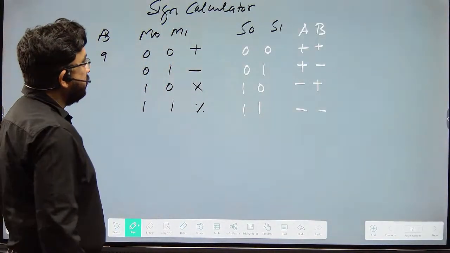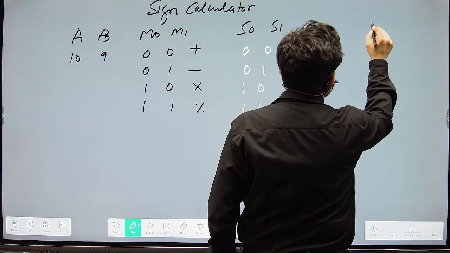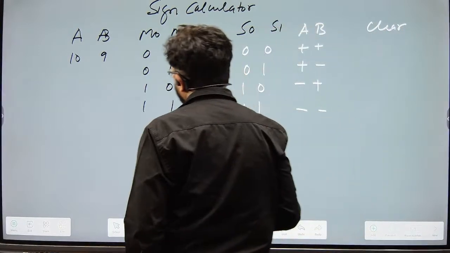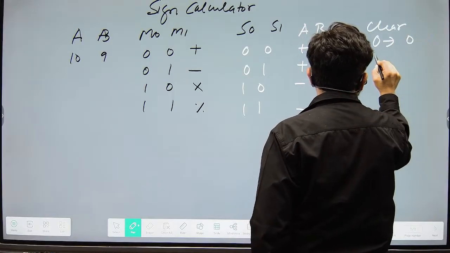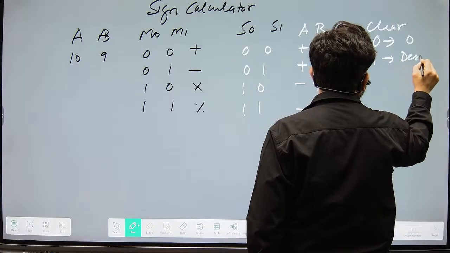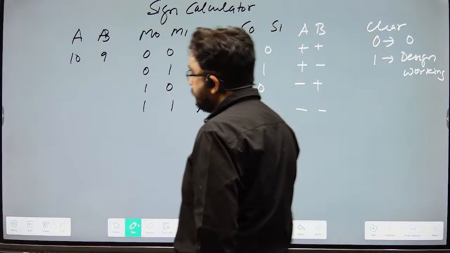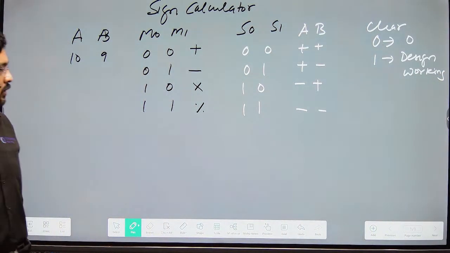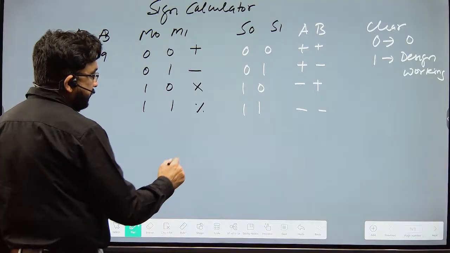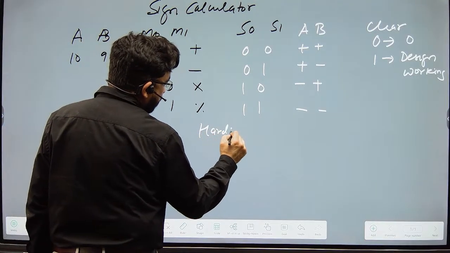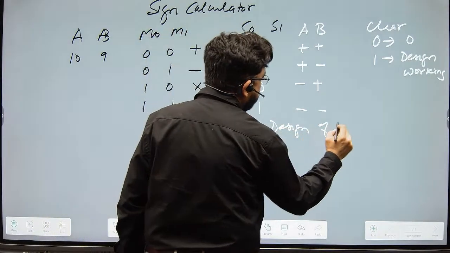Other than A and B, we have another input called clear. The role of clear is, if you give 0, all outputs are 0. If you give 1, that means your design is working. So this is my specification. Basically, we have to design the circuit, that is the hardware design of the sign calculator.